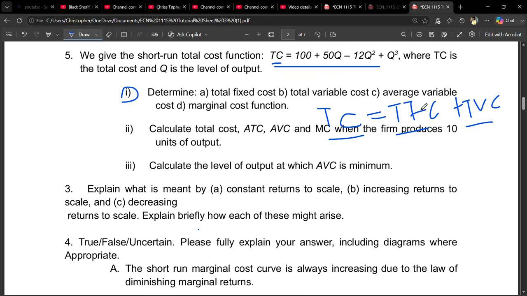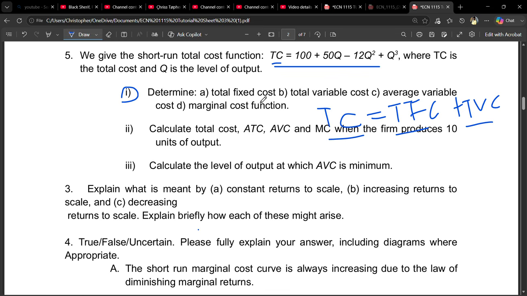Now, what are fixed costs? Fixed costs are simply costs that do not vary, they do not change when output changes. Variable costs are simply costs that change due to the change of the output. If there is more production, variable costs are going to change, while fixed costs do not change.